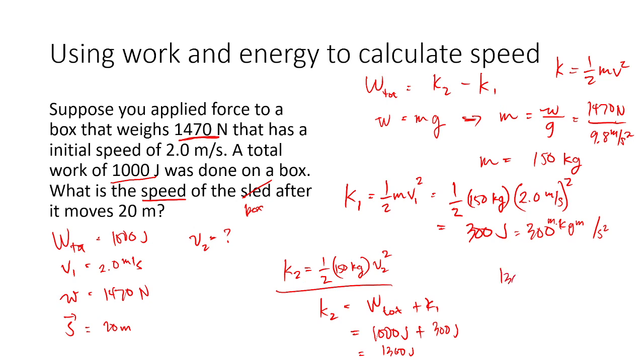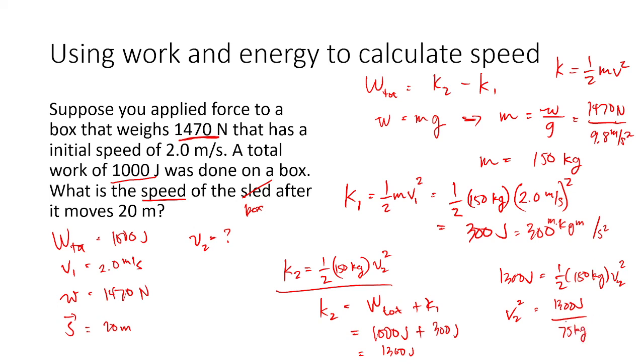So, we'll have here 1,300 joules is equal to 1 half of 150. So, let na natin. Sige, 1 half of 150 kilograms, V2 squared. So, isolate lang natin yung V2 squared. So, we'll have here V2 squared is actually equal to 1,300 joules divided by, multiply ko na lang to 75 kilograms.